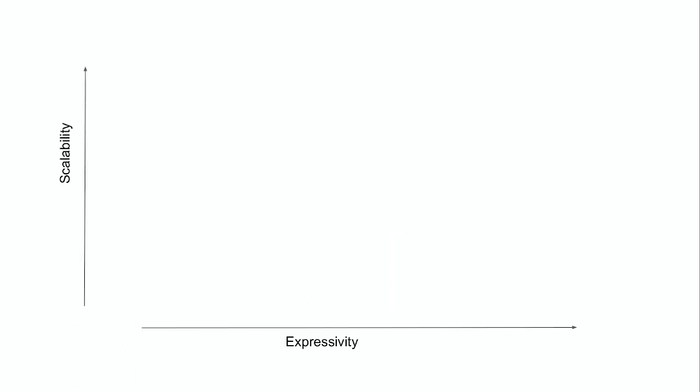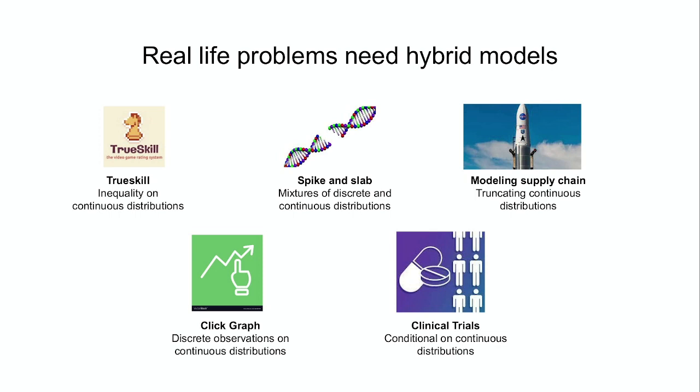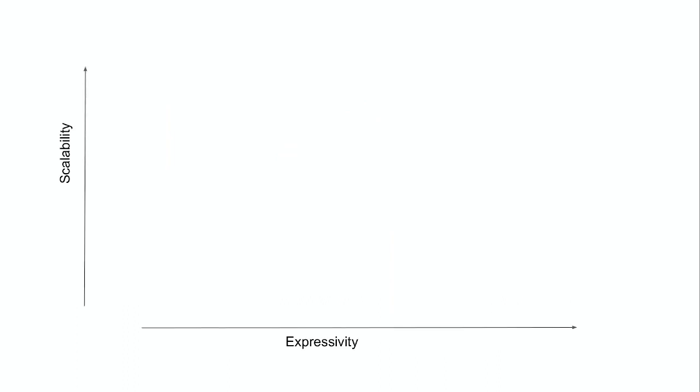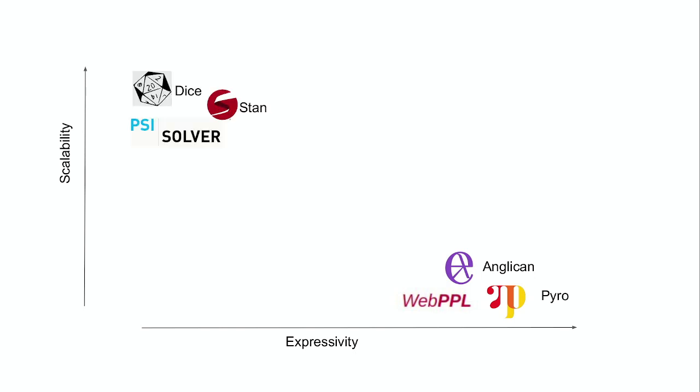So how do existing PPLs stand with respect to hybrid probabilistic models? I would like to evaluate them on two parameters, scalability and expressivity. On one hand, you have these universal PPLs which can perform inference for any probabilistic program that you can write, but they do not scale well on hybrid models. On the other hand, you have these special purpose PPLs which are very fast for the kind of program they support, but they impose non-trivial constraints on the kind of programs you can write in them.